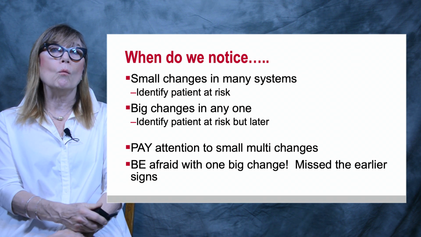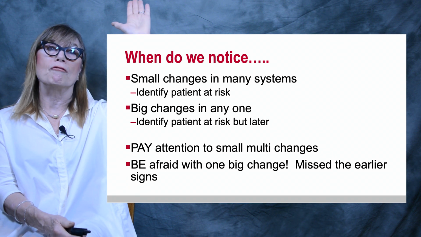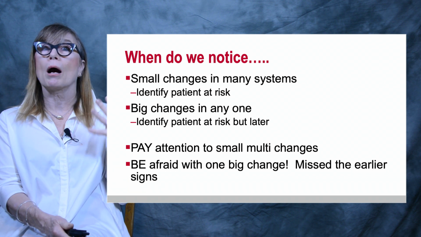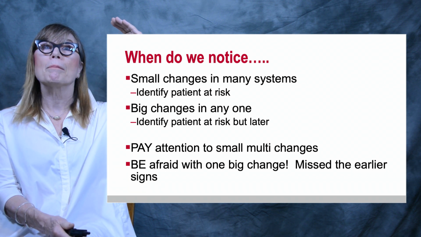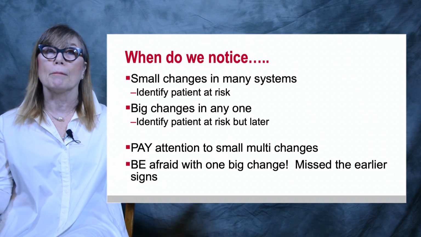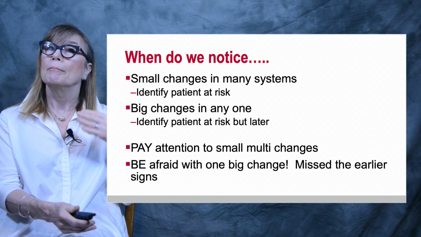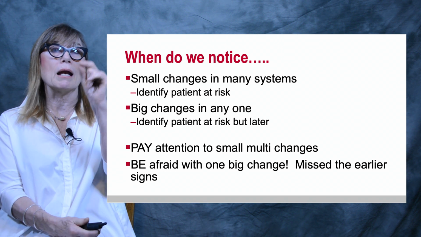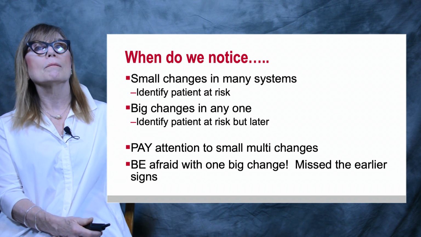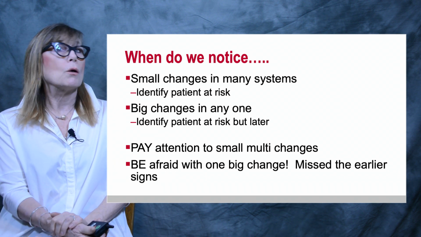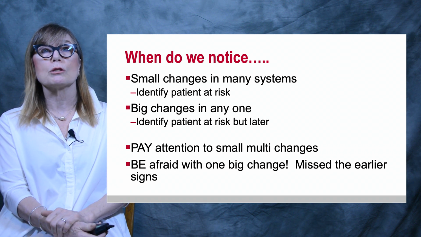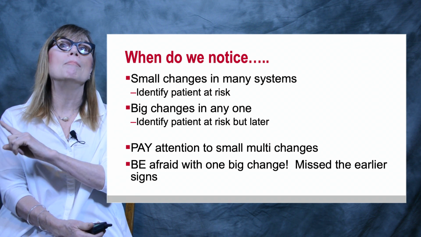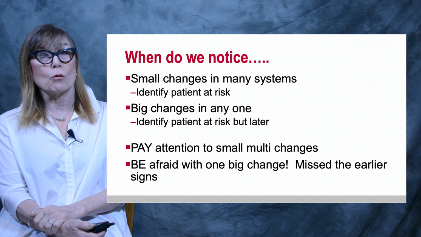Big changes in any one: my heart rate was 80, now it's 150. Well, that tells you your patient is at risk, but it's a much later predictor because you probably had evidence before now. My blood pressure was 100 and now it's 40. That's a big change in one measurement, but there were probably signs and symptoms prior to that which would have let me know that if I had done some small steps, I could have prevented that rapid evolution. So I always say it's important to pay attention to those small multi-changes. Be afraid with one big change, because that means we missed the earlier signs and our patient has already deteriorated.